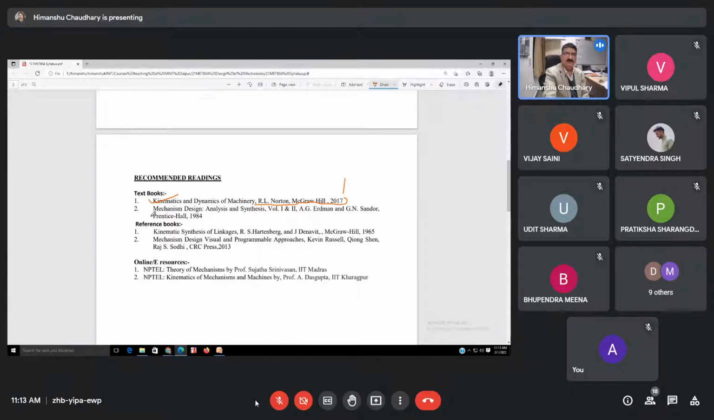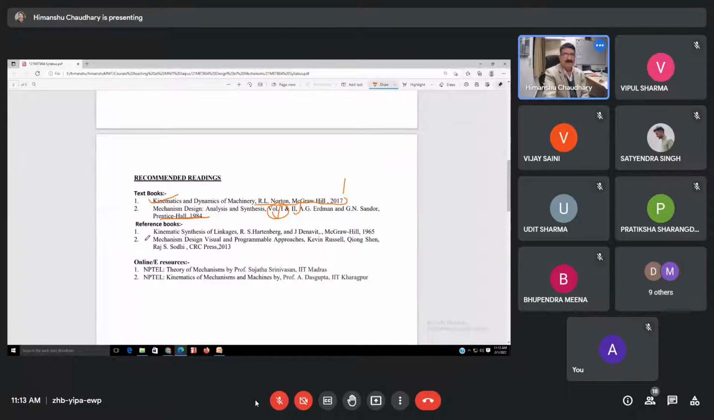Second book is a very comprehensive book regarding synthesis and analysis, that is Mechanism Design. A new version is also available in two volumes. Volume 1 is fundamentals of kinematics and dynamics, and volume 2 is particularly synthesis. It covers both planar and special mechanisms, including robotics mechanisms.